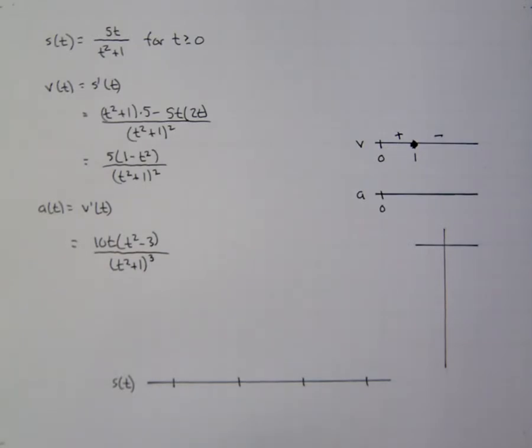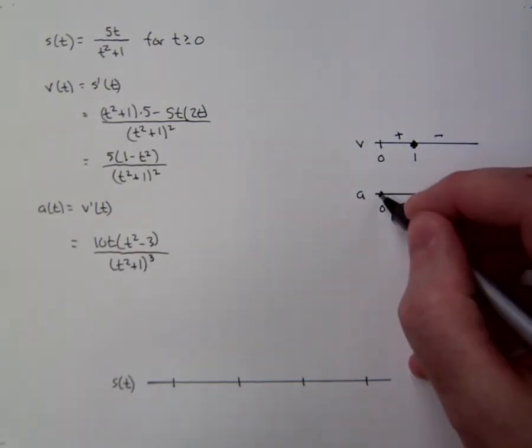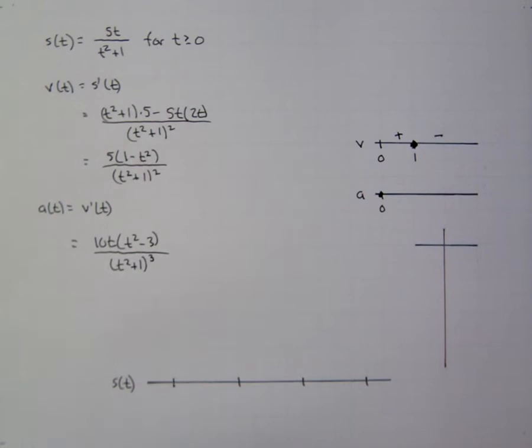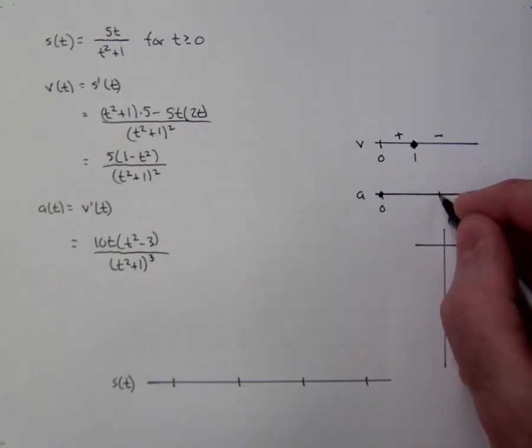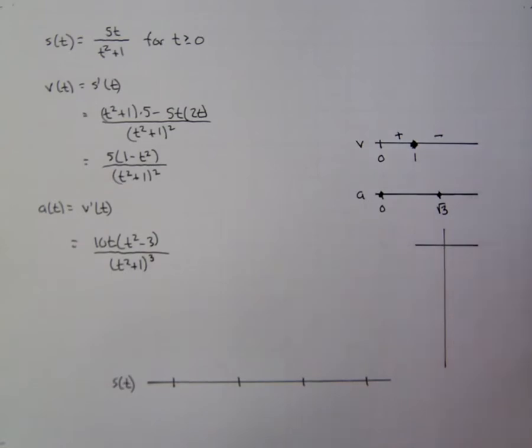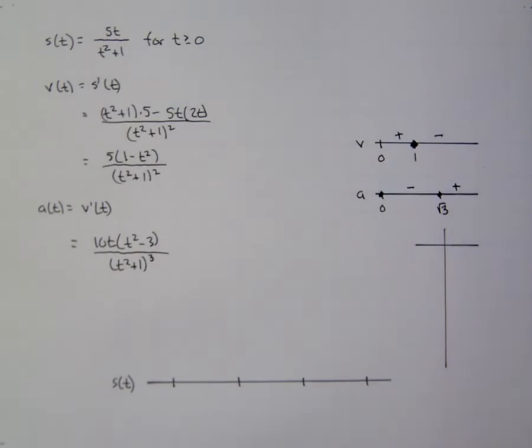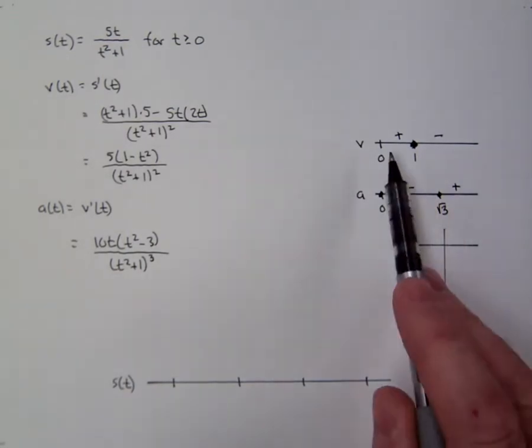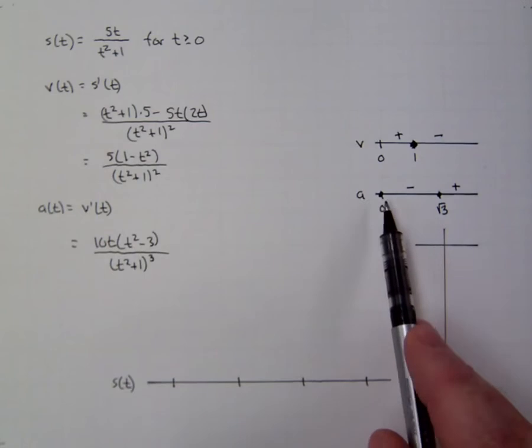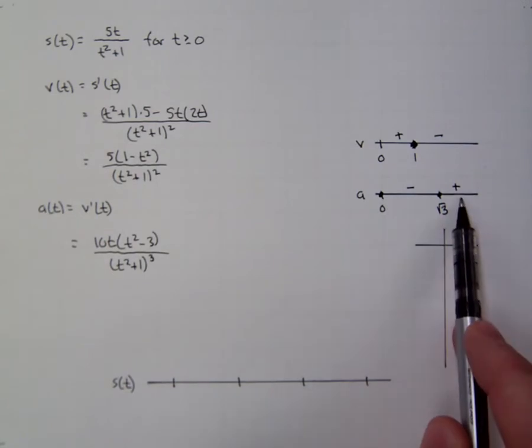And if we look at the acceleration, we find that it's 0 at time 0. It's 0 again at time square root of 3. It also has a 0 at negative square root of 3, but that doesn't concern us. And the signs upon inspection work like this. So what we have is a particle that's going to be moving to the right and then to the left. It begins with a negative acceleration that then changes to positive at the square root of 3.